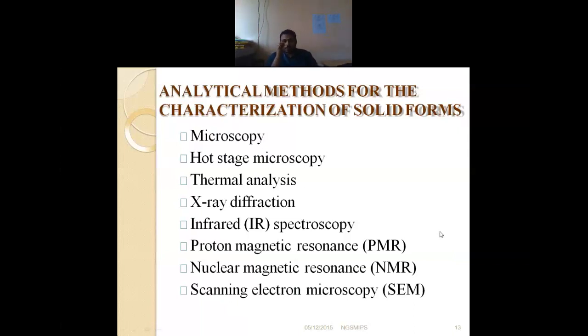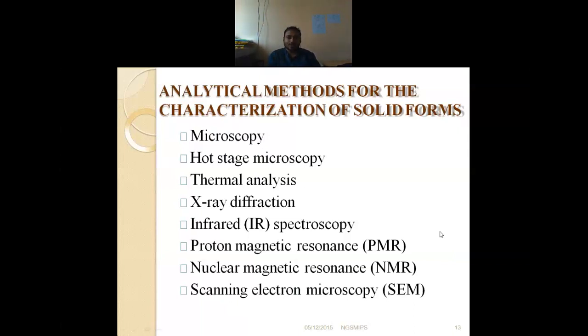Have you heard about DSC analysis, FTIR analysis, differential scanning calorimetry? With the help of DSC and FTIR studies, we can go for thermal analysis.